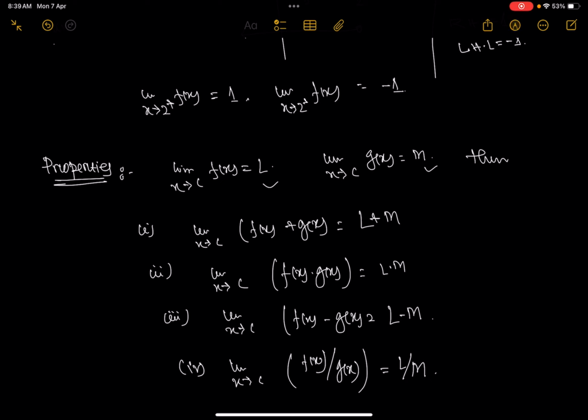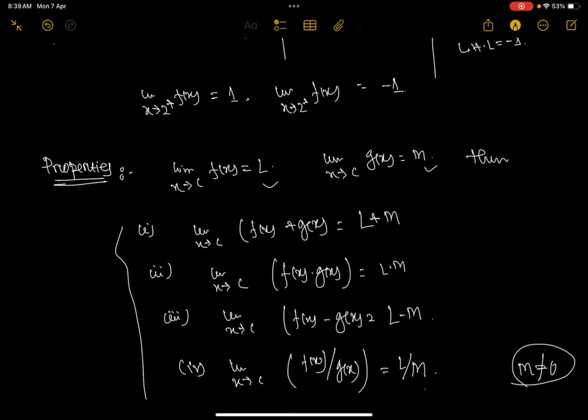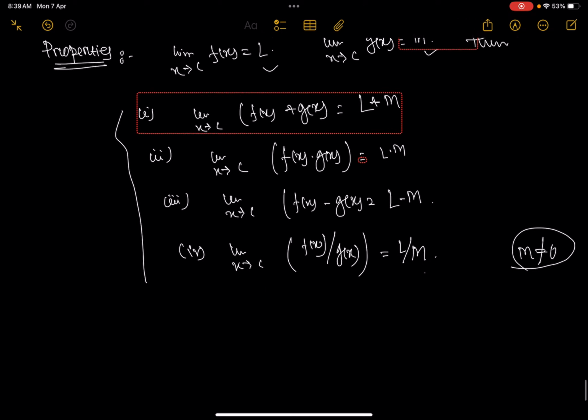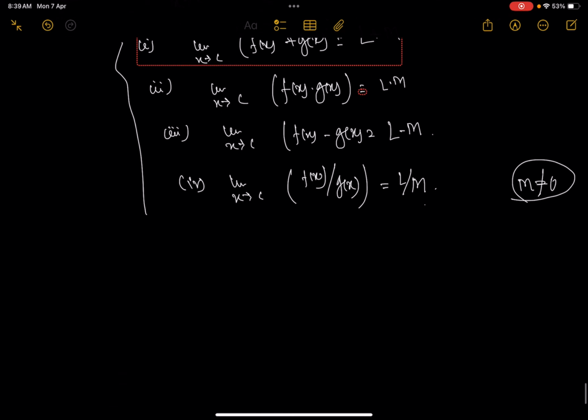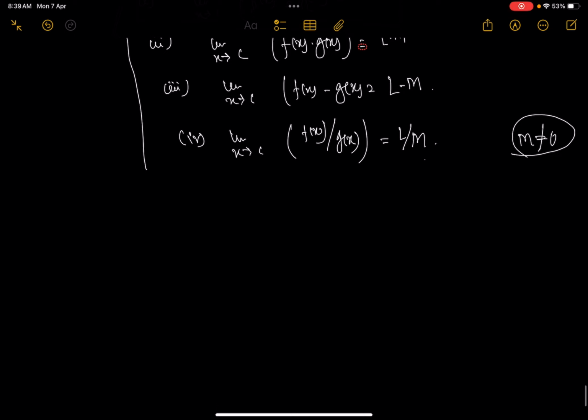It must be provided that m is not equal to 0, because if m equals 0, then it is not meaningful. For all four properties, we should remember that at first the limit exists and is a finite quantity. Then we can talk about these four properties. These four properties are used in many problems.